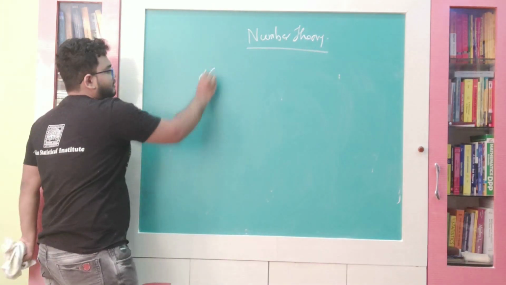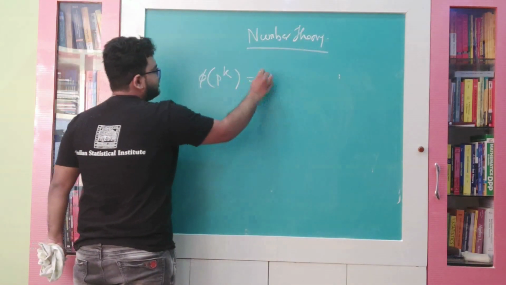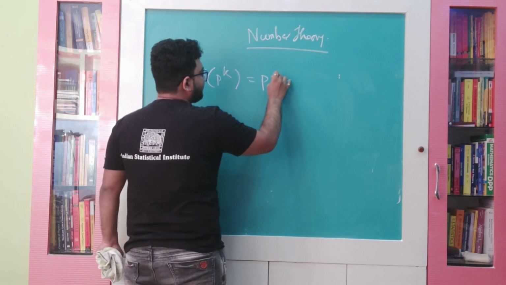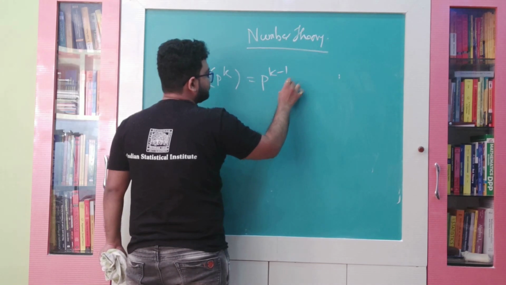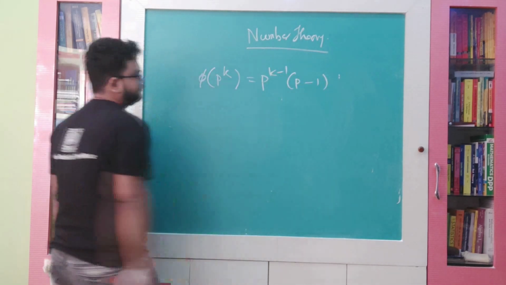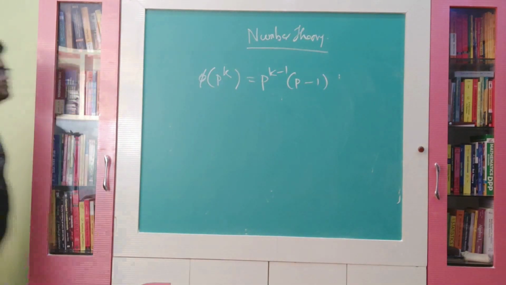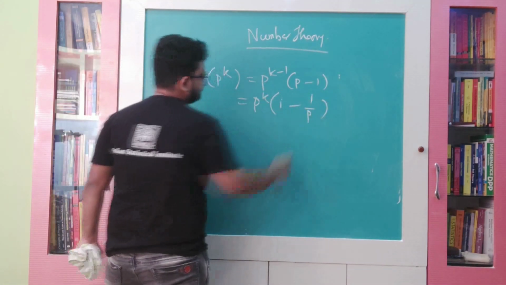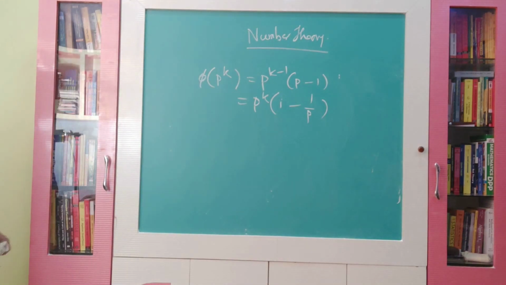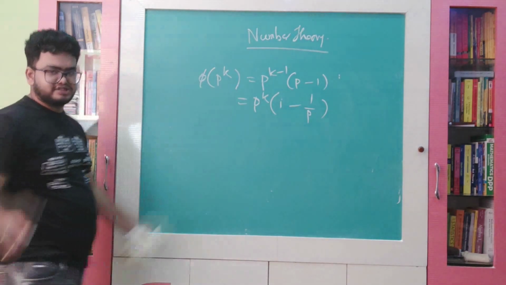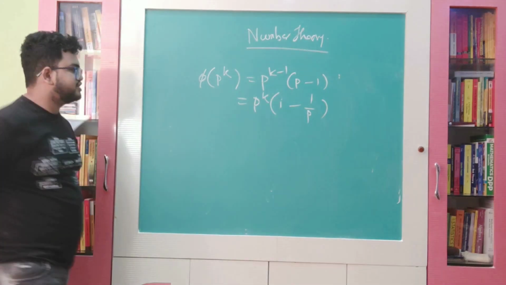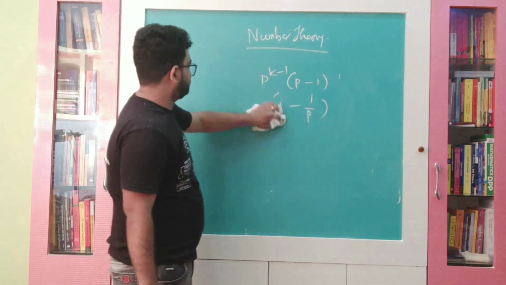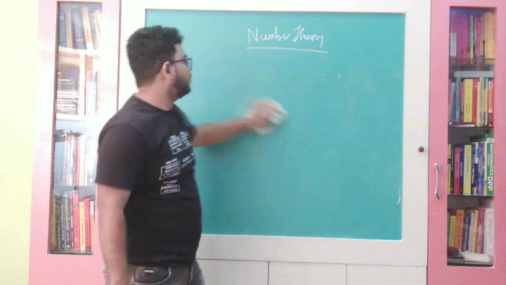And phi of p to the power k is p to the power k minus 1 times (p minus 1). This is because it is actually p to the power k times (1 minus 1/p), which is the formula I had just established two minutes before. Okay, done.